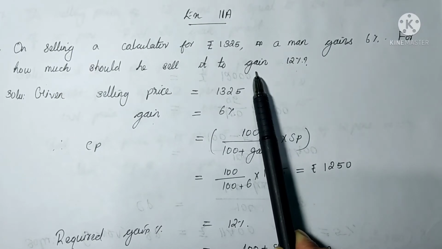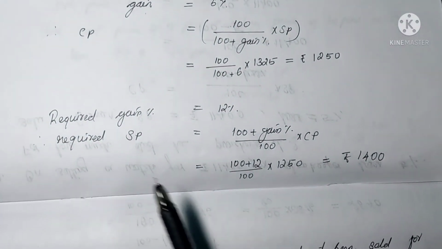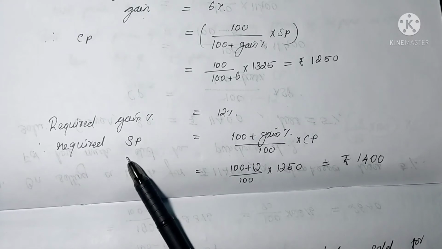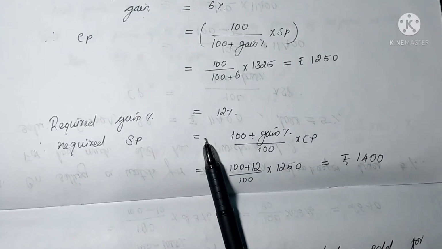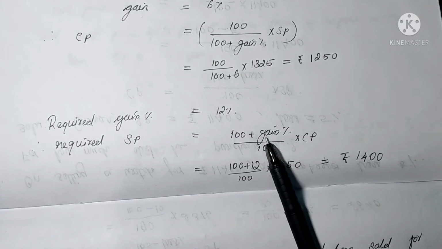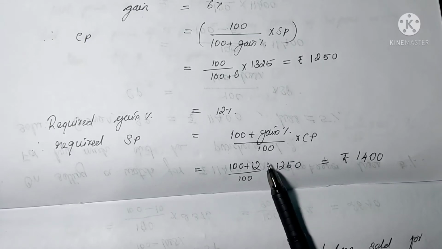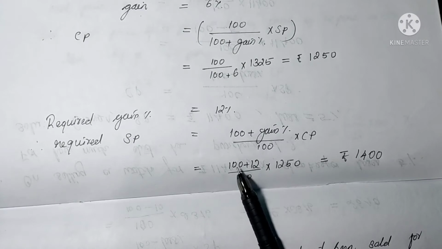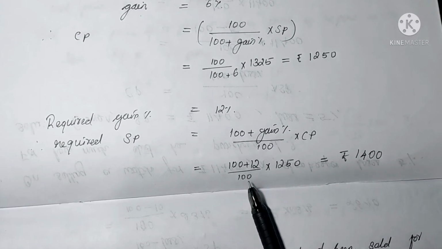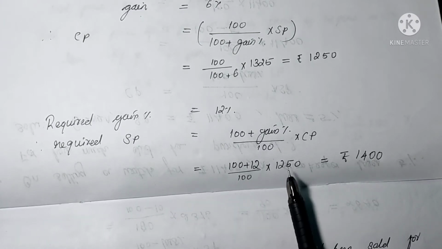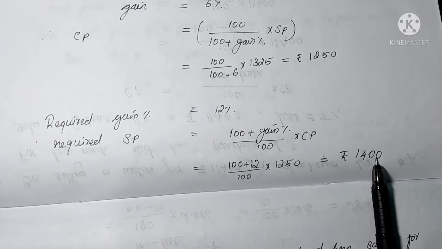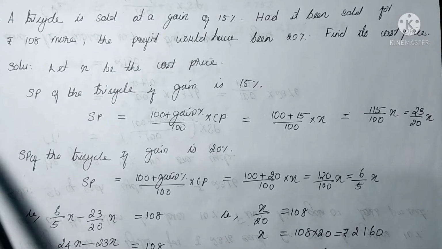We know the formula for finding selling price, is it? Here required gain is equal to 12%. Required SP is equal to 100 plus gain percent by 100 into CP. So we can substitute the values: 100 plus 12 by 100 into 1250, and that is equal to 1400.